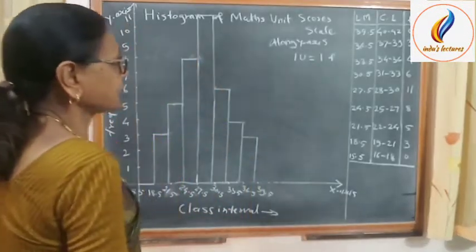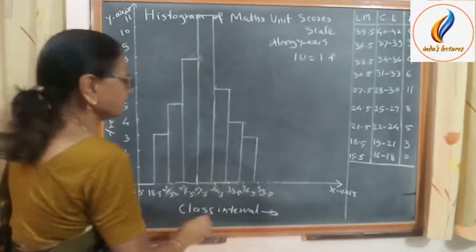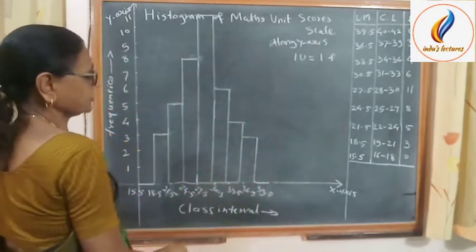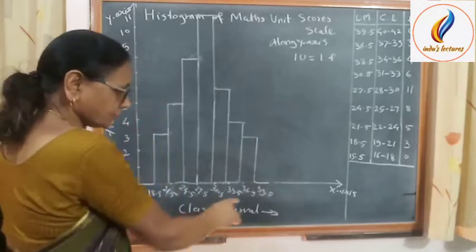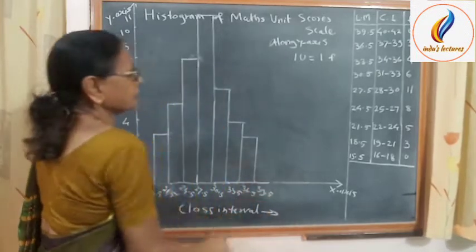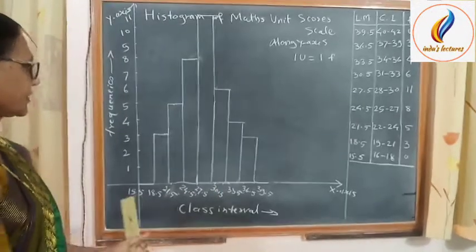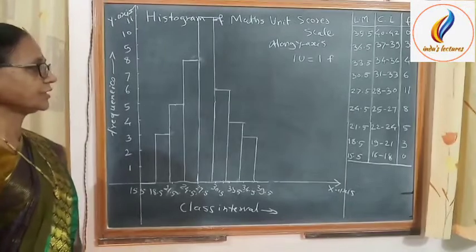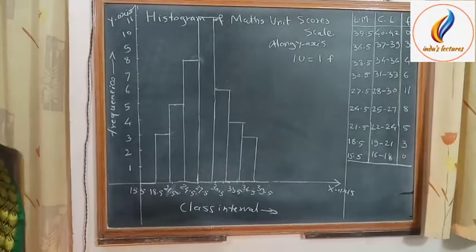And the last class interval is 40 to 42. Its frequency is 0. So there is no need to show the bar for the last class interval, because we have taken it as an extra class interval. It is not included in your given data.